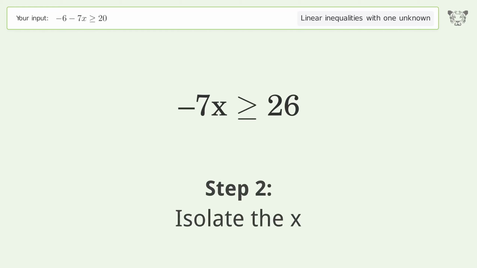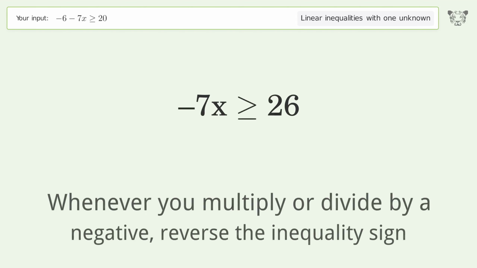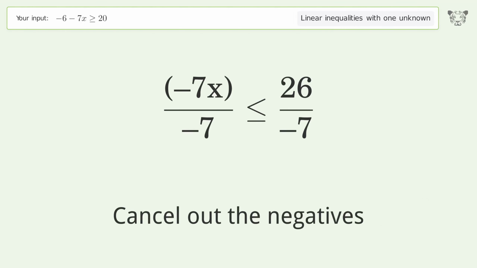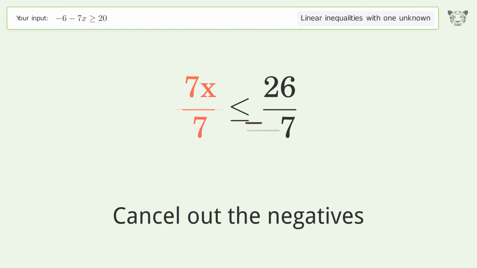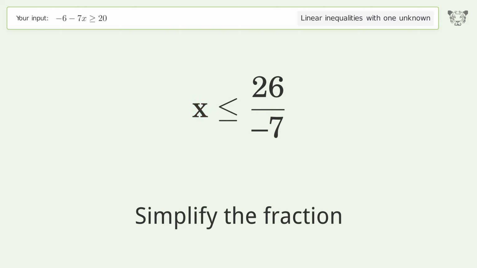Isolate the x. Divide both sides by negative 7. Whenever you multiply or divide by a negative, reverse the inequality sign. Cancel out the negatives. Simplify the fraction. Move the negative sign from the denominator to the numerator.